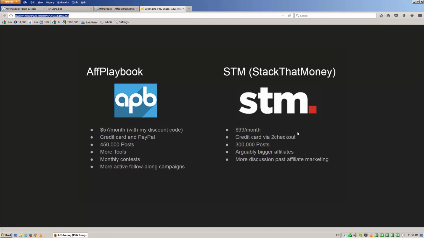Stack That Money also has more discussion past affiliate marketing. What I mean by that is there may be forums and discussions pertaining to brick and mortar businesses, or more discussion towards drop shipping and e-commerce. And I think this is because a lot of the guys there are a bit older. They've been doing affiliate marketing longer, and then over time they've kind of transitioned into more real type of business.